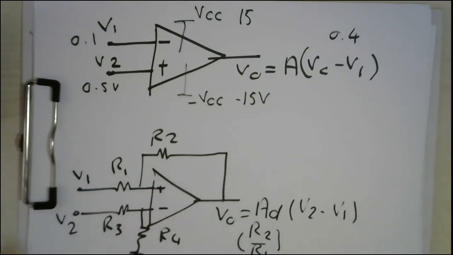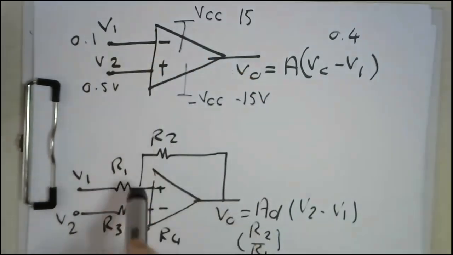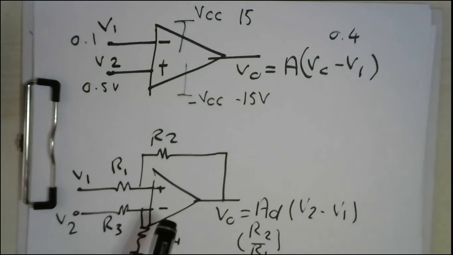And this is why we generally use the closed loop configuration rather than the open loop configuration, because in the closed loop configuration we have the ability to control the gain, whereas in the open loop configuration we don't have this ability. This is a very important note for you. So back to the presentation slides.